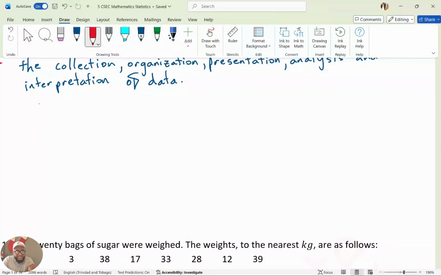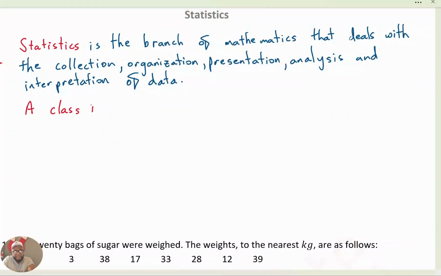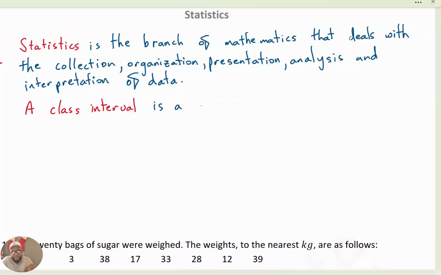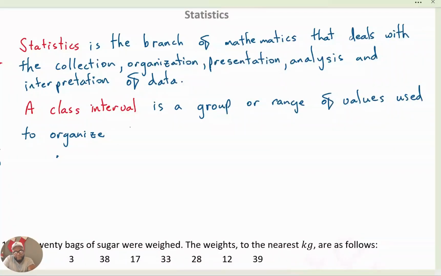So we first have class intervals. A class interval is a group or range of values used to organize data in a frequency table, right? Okay, that's what a class interval is.